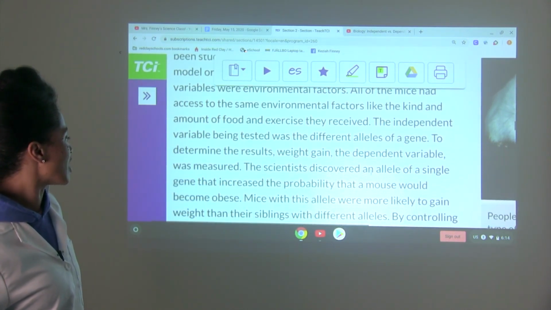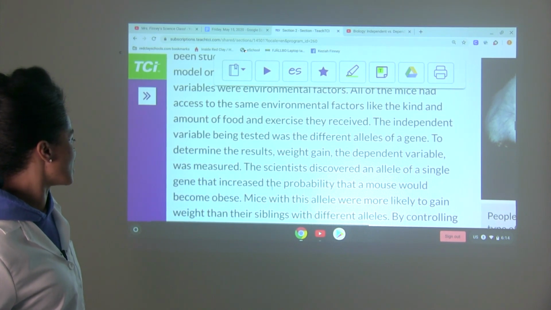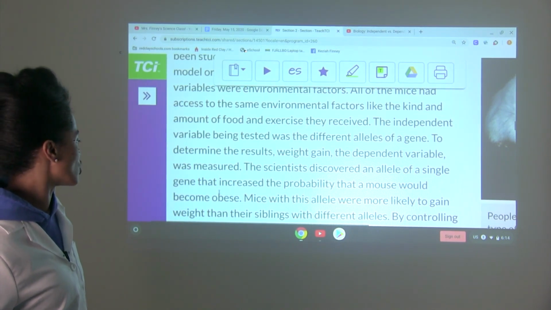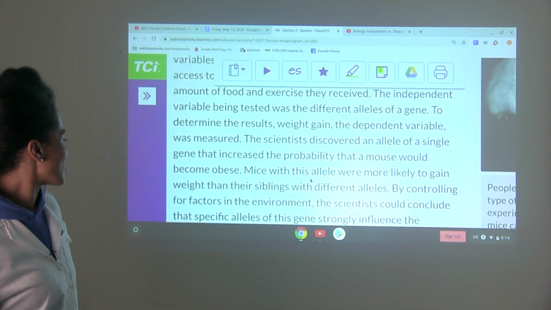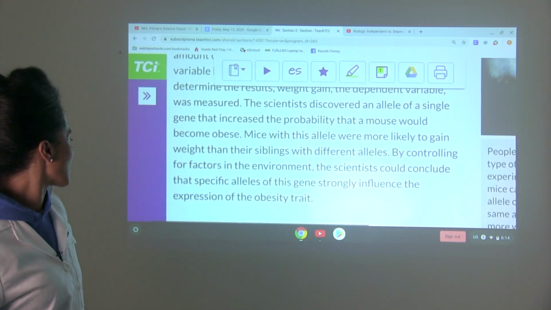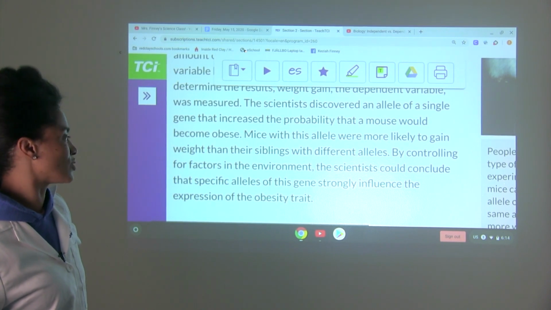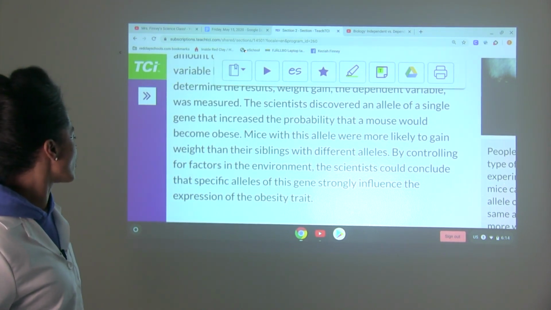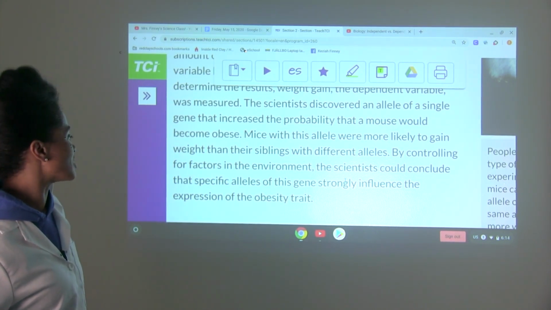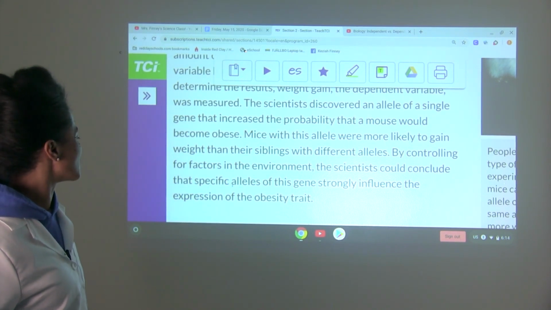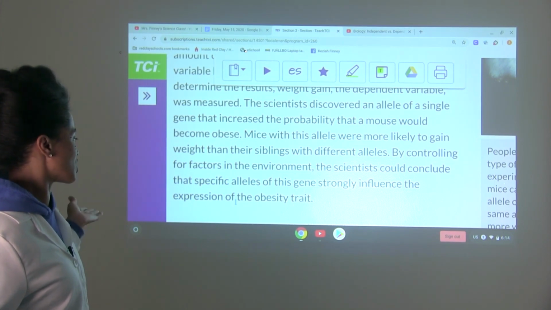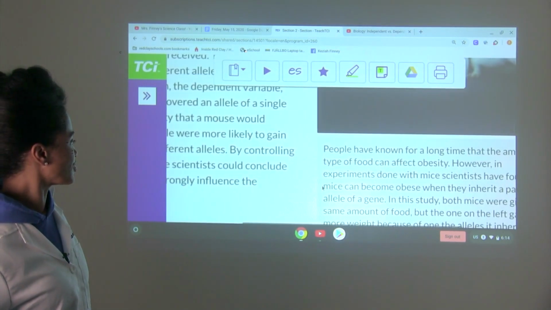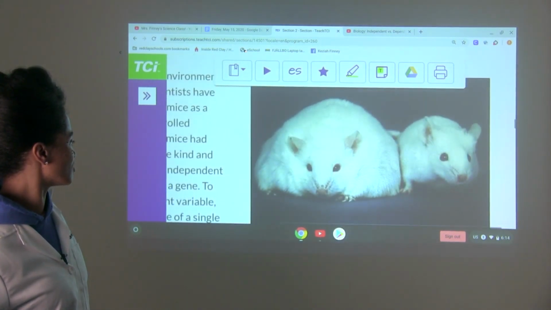The scientists discovered an allele of a single gene that increased the probability that a mouse would become obese. Mice with this allele were more likely to gain weight than their siblings with different alleles. By controlling for factors in the environment, the scientists could conclude that specific alleles of this gene strongly influence the expression of the obesity trait. All right, so I'm going to take a look.